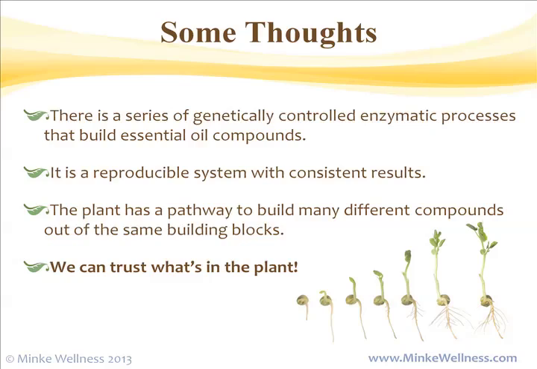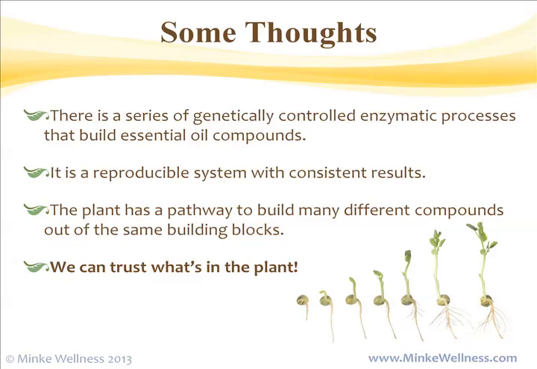You look at eucalyptus, lots of different eucalyptus trees, lots of different subspecies and species of eucalyptus trees. They are genetically different. Therefore, we might expect a different essential oil, not necessarily maintaining exactly the same. But within one type of species, you're going to get that commonality. So the plant has these pathways to build many different compounds out of the same building blocks.